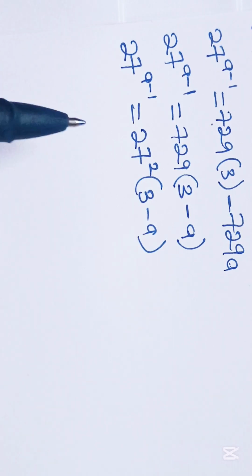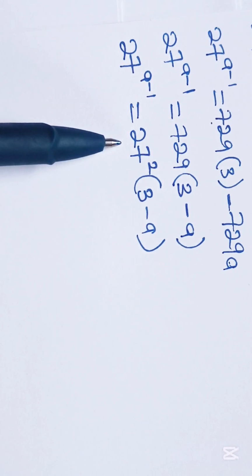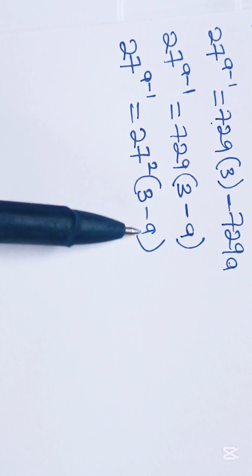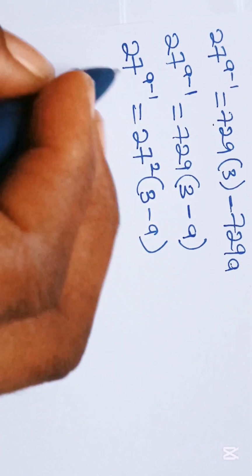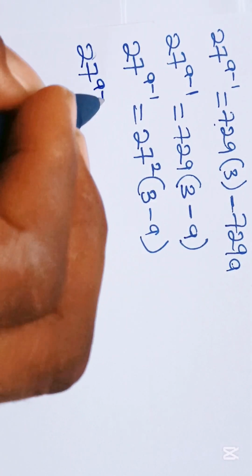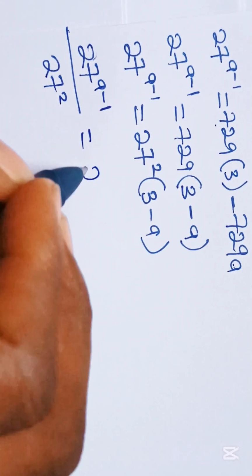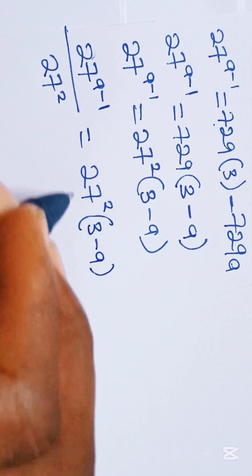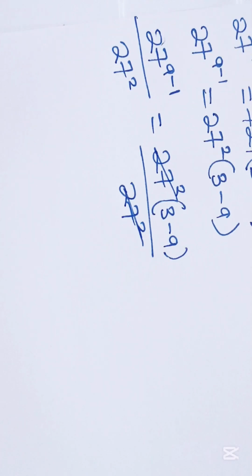So back to what we are doing. We need to divide both sides of this equation by 27 squared so that we have 3 minus A separate. Recall that we are looking for A, right? So let's do that. So you are going to have 27^(A-1) divided by 27 squared is equal to 27 squared multiplied by (3 minus A) divided by 27 squared. This, we cancel.